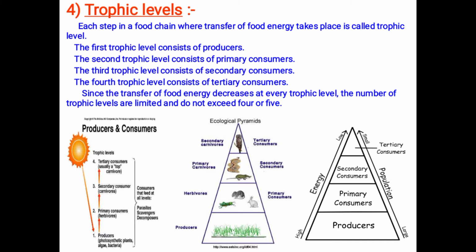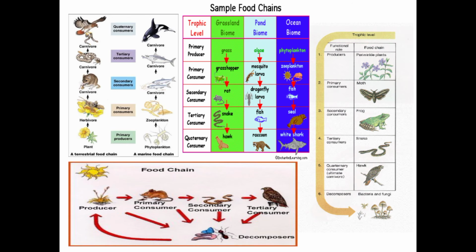What do you mean by trophic level? Each food chain consists of steps from producer to consumer, and among consumers, primary consumer, secondary consumer, tertiary consumer, right? So each step, each stage, or each organism in a food chain is called a trophic level. I hope it is understood.